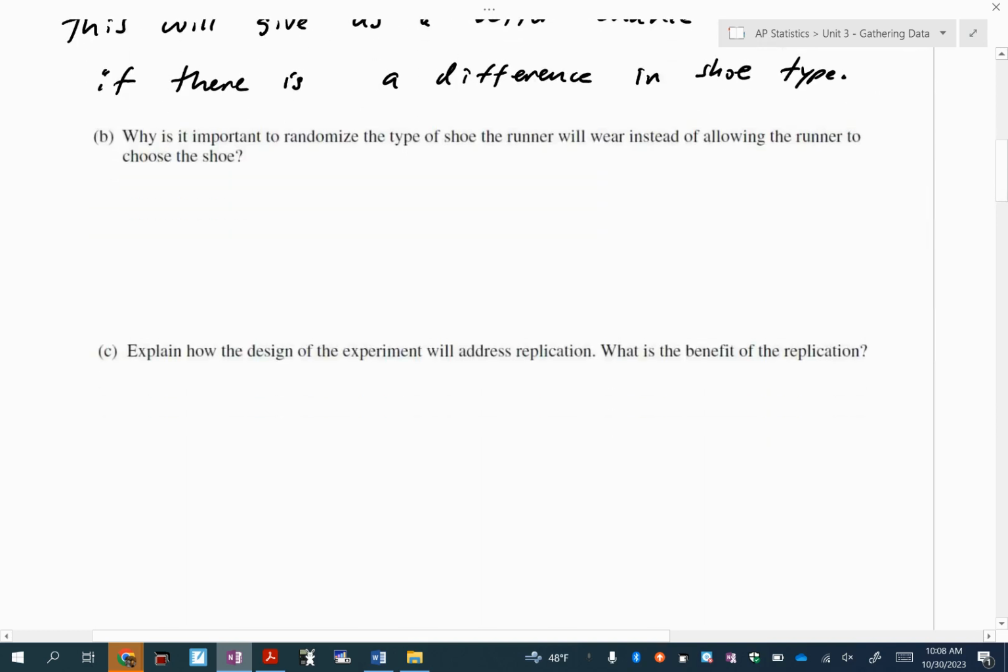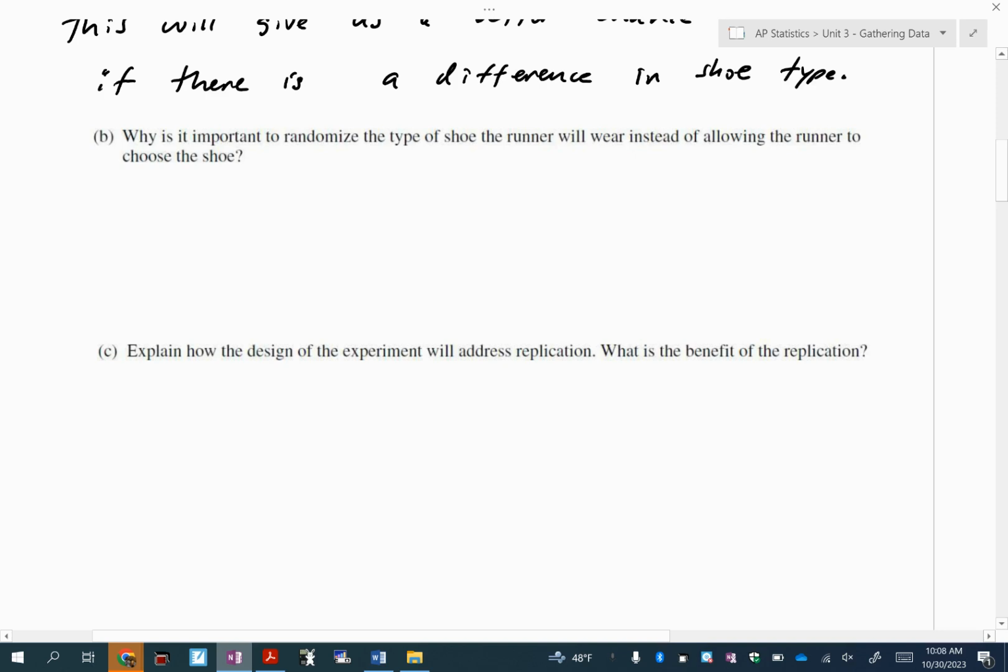All right, let's do letter B. Why is it important to randomize the type of shoe the runner will wear instead of allowing the runner to just choose which shoe they want to wear? So randomization basically is used to reduce or eliminate the effect of any confounding variables that might be related. In this case, the shoe type associated with our response, where we're looking at the running speed.